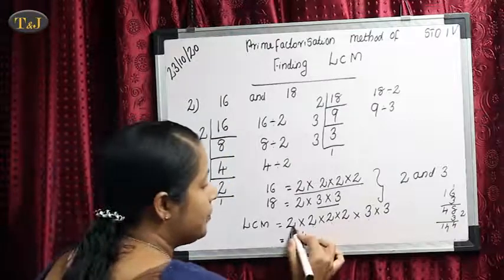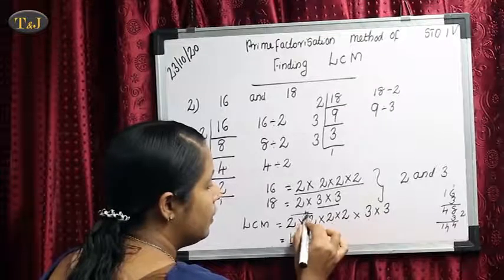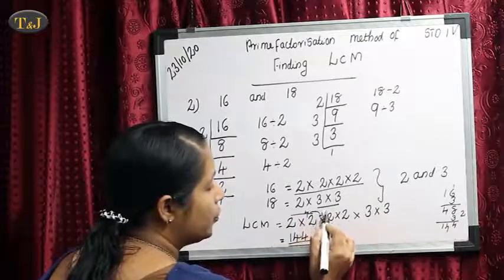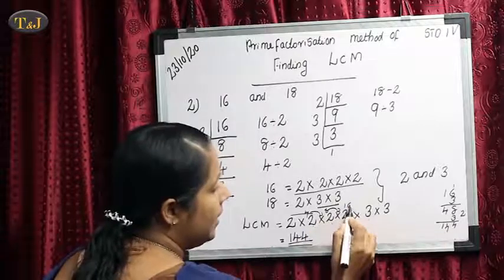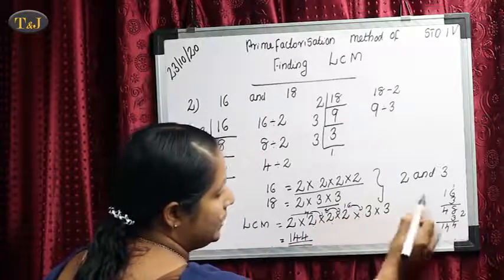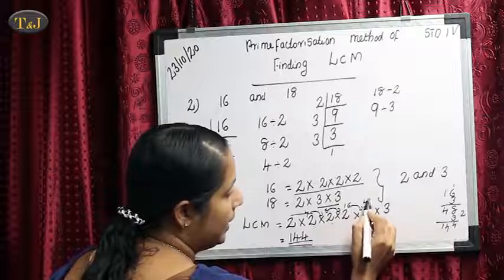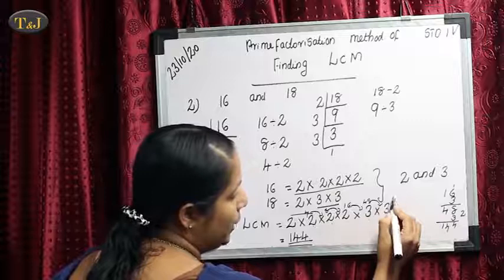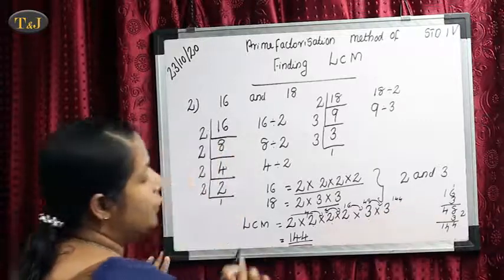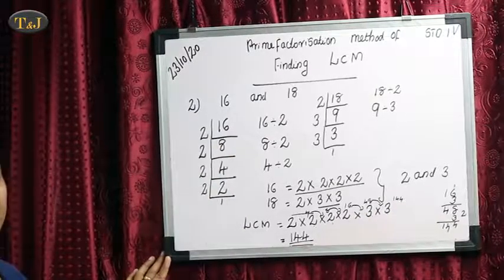First we multiply 2 2s are 4. Then multiply 4 2s are 8. Then multiply 8 2s are 16. Then multiply 16 into 3. 16 into 3 equal 48. Then multiply 48 with number 3. Then 48 into 3 equal 144. Therefore, our LCM equal 144.